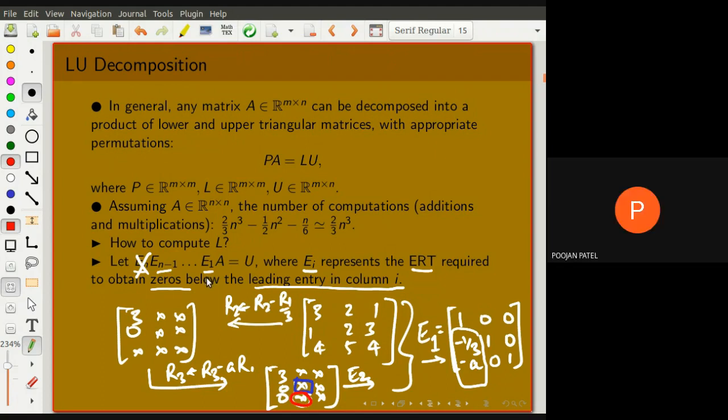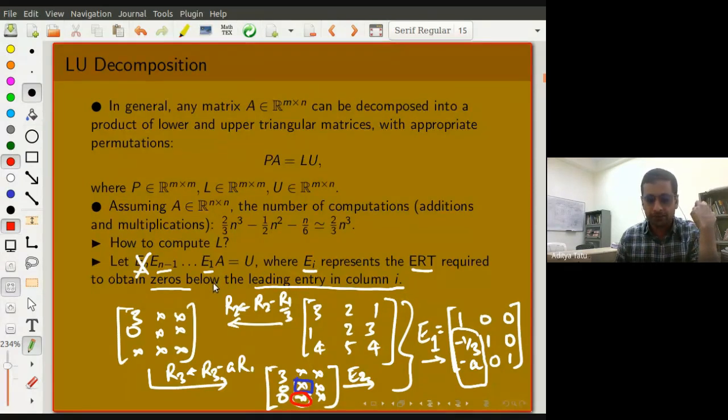Okay, I got it. It may so happen that you may require fewer than n minus 1, but the maximum is n minus 1. It may so happen that while you are bringing zeros here, this entry also goes to 0. Or when you are getting zeros here, this entry also goes to 0. In that case, you won't require E2 at all. But the maximum is n minus 1.